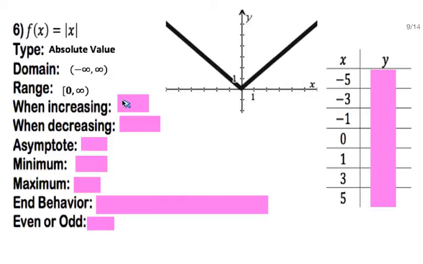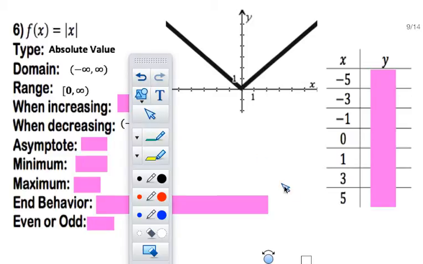With this one, let's do decreasing first, because we're initially decreasing. We're going down first from negative infinity to 0, and then once we get to 0, we have a turning point, and we're going to increase.